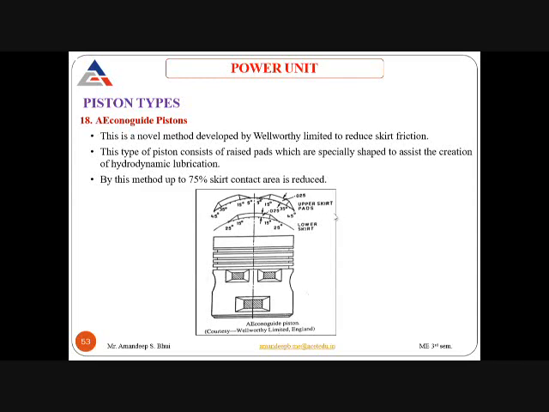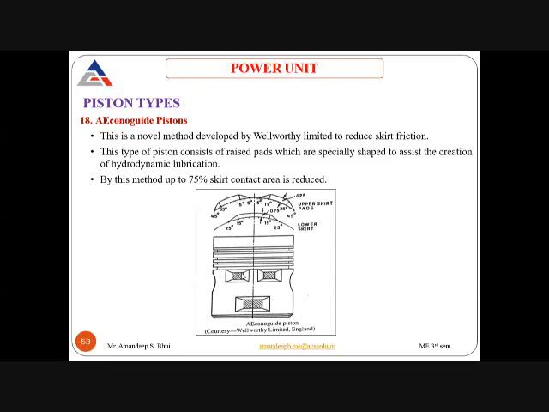Next type of piston is your econo-guide pistons. Now, this is a patented method that is developed by Wellworthy Limited, a US-based company. They have developed this type of piston. Now, it consists of raised pads on the skirt. You can see that these are the raised pads. This is the front view and this is the top view. These pads are provided, and they are a little raised from the surface of the skirt.